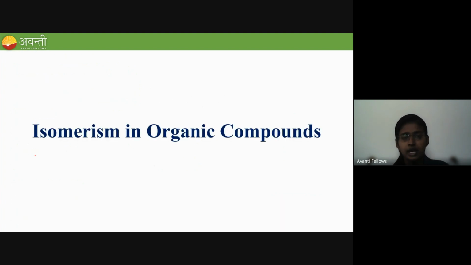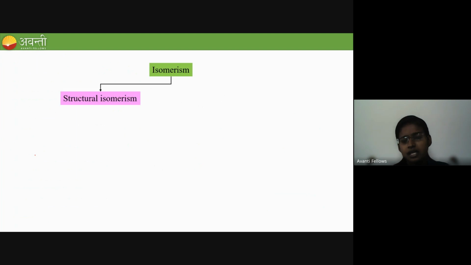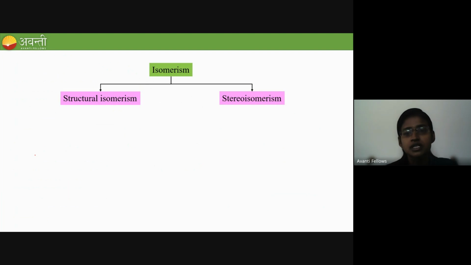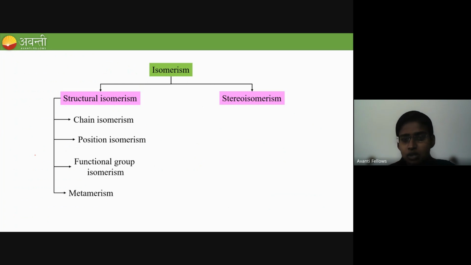Coming to isomerism in organic compounds, as we all know, it is classified into two: one is structural isomerism and the other is stereoisomerism. Coming to structural isomerism, we have some divisions. The first is chain isomerism, the second is position isomerism, the third is functional group isomerism, and the fourth is metamerism. Coming to stereoisomerism, we have geometrical and optical isomerism. So let's discuss each isomerism one by one.